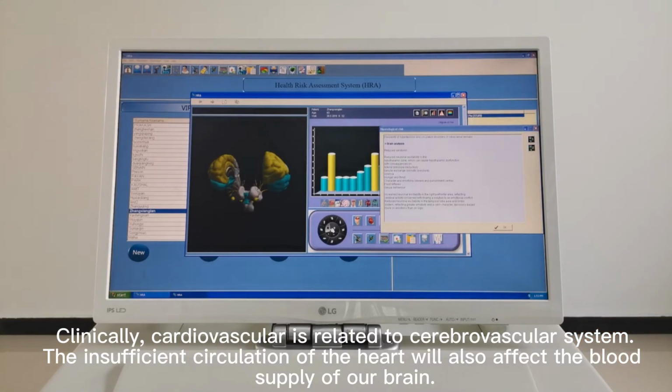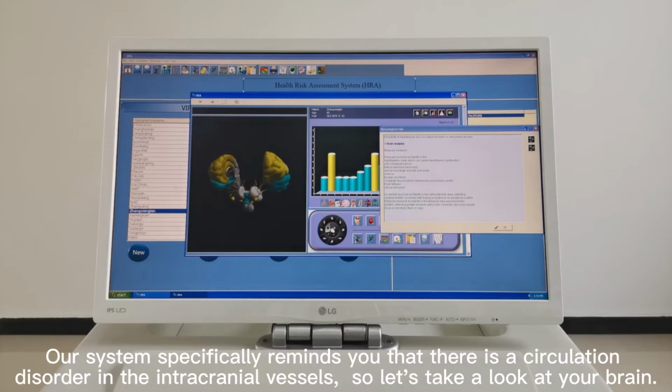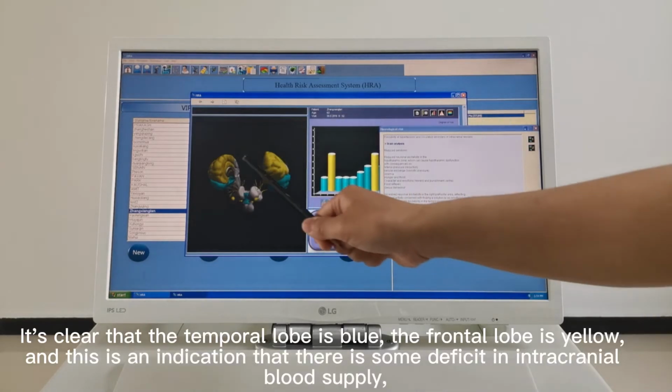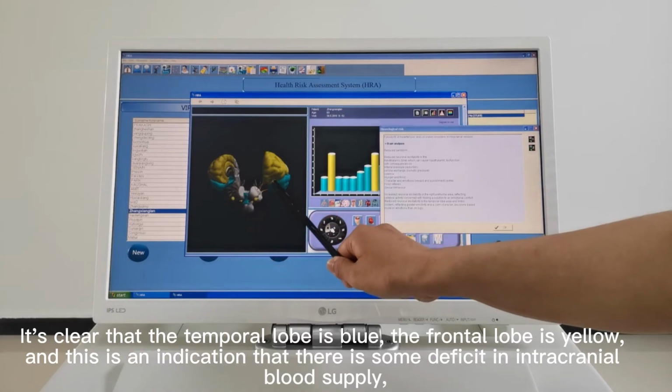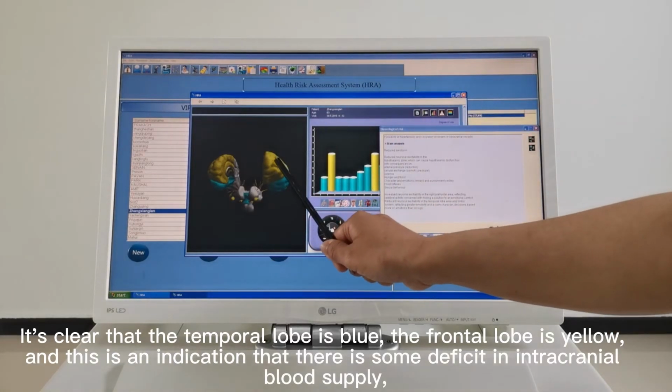Clinically, the cardiovascular system is related to the cerebrovascular system. The inefficient circulation of the heart will also affect the blood supply to our brain. Our system especially reminds you that there is a circulation disorder in the intracranial vessels, so let's take a look at your brain. It's clear that the temporal lobe is blue. The frontal lobe is yellow.